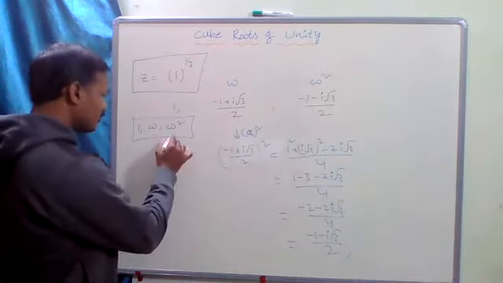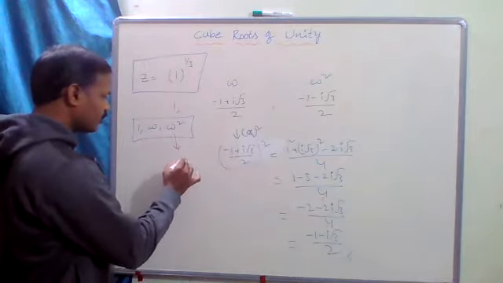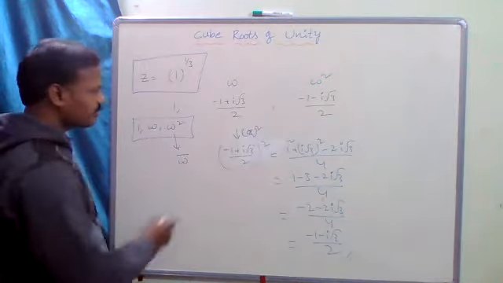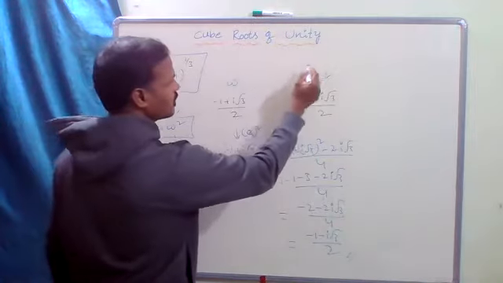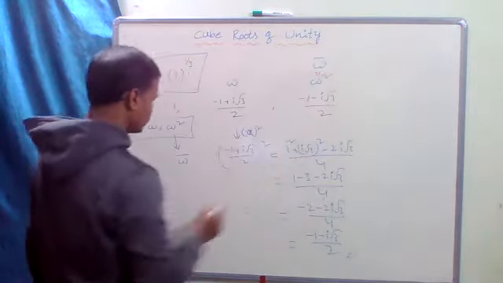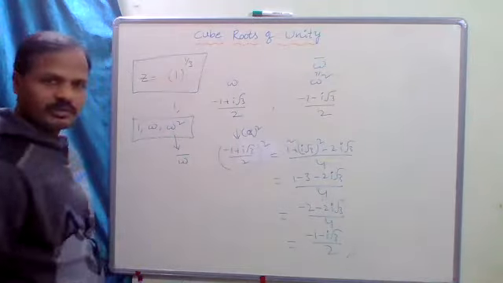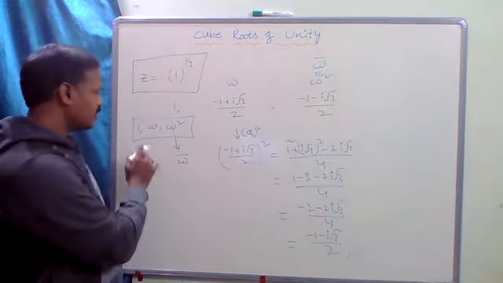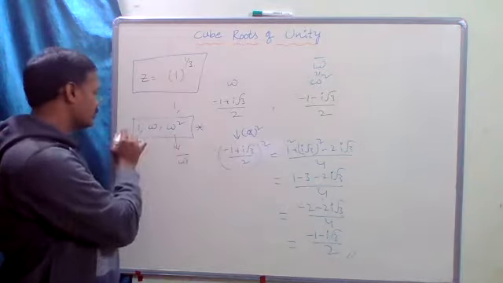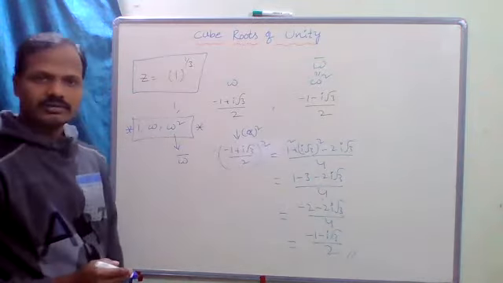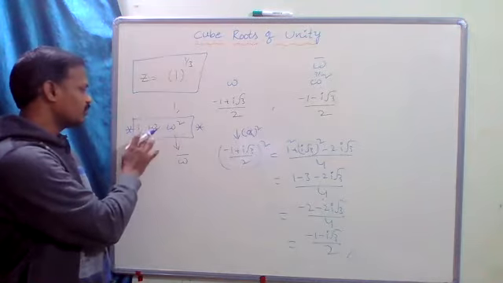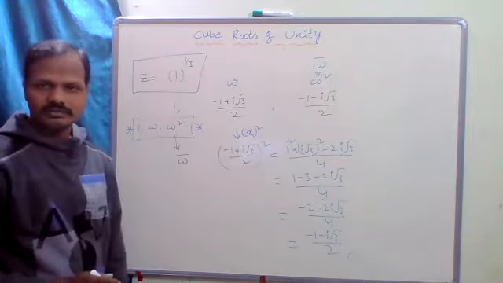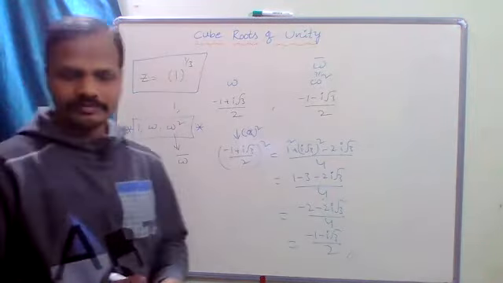Now this omega square is also equal to omega bar, because this is the conjugate of this one. The conjugate of omega is omega bar. So omega square is also denoted by omega bar. So in general, the notation for cube roots of unity is 1, omega, omega square. Okay, fine.